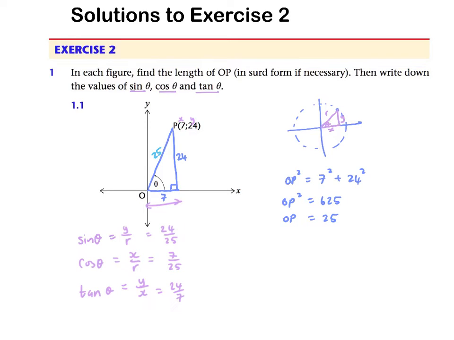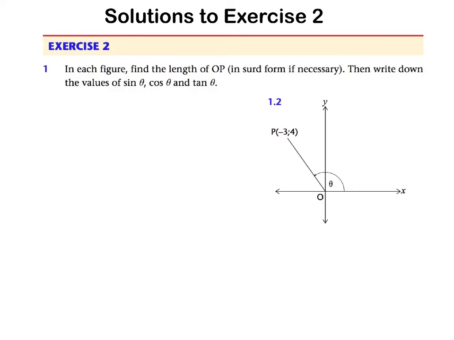These questions are assessing whether you know the ratios. They don't want you to work out the size of theta, the magnitude of the angle, and then plug that in your calculator. This is all to do with the ratios of those trig functions, right? Let's look at question 1.2.